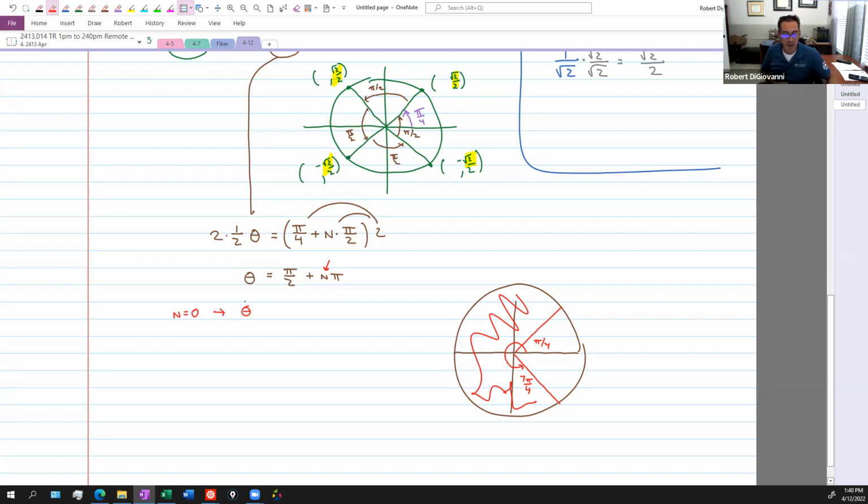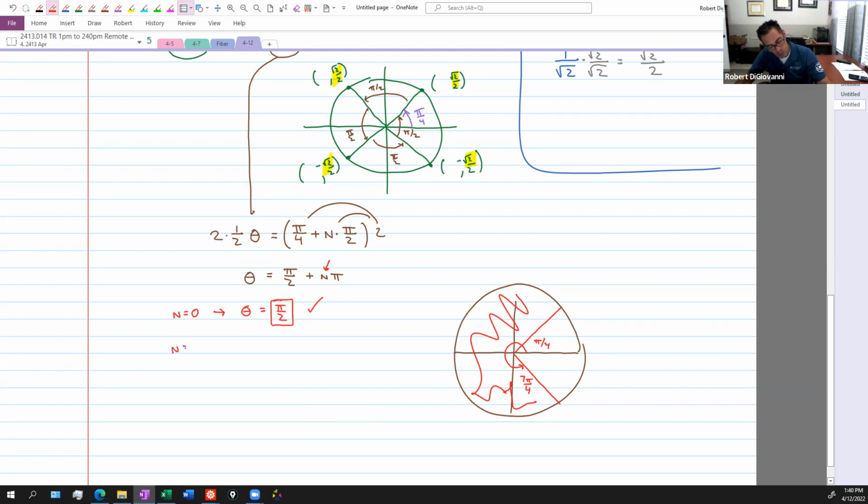What's theta if n is 0? Pi over 2. Okay, is pi over 2 in this region? Yeah, it's straight up, isn't it? Straight up. Okay, so that works. That is a critical number.